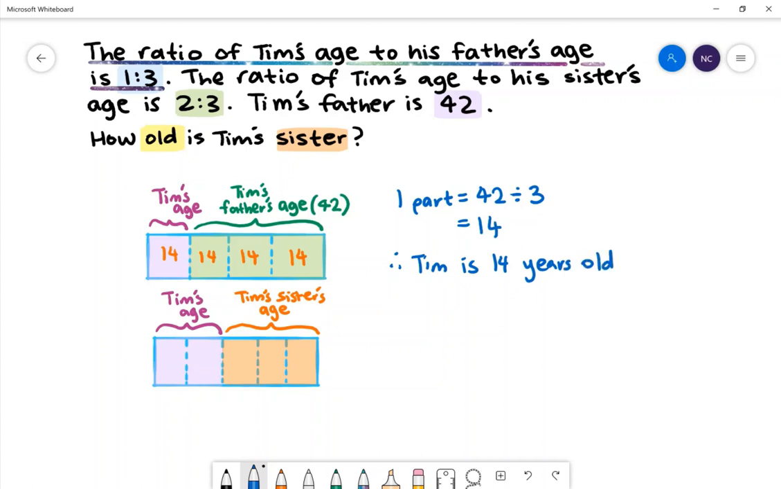Let's use Tim's age to find out Tim's sister's age. In the second part of our diagram, we have Tim's age representing 2 parts of the ratio and Tim's sister's age representing 3 parts of the ratio. To find one part of the ratio in the second diagram, we can do 14 divided by 2. One part of the ratio will be 7 years. Let's put that into our diagram.